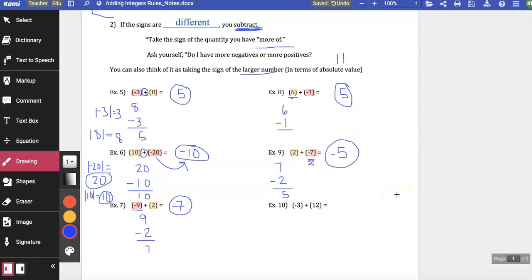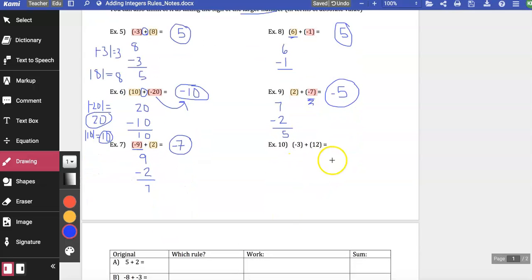If you think of it in terms of your integer chips, 2 yellow chips would cancel out 2 red chips, and then you'd still have 5 more red chips left, so the answer is negative 5. Example 10, negative 3 plus 12.